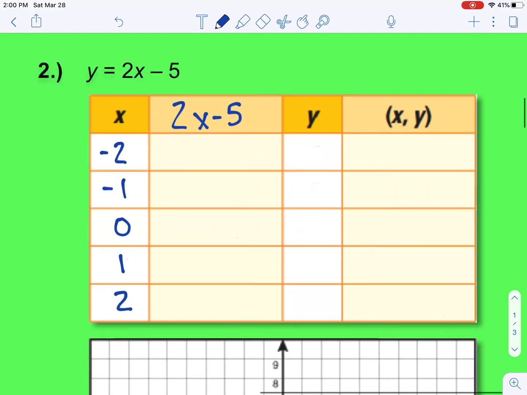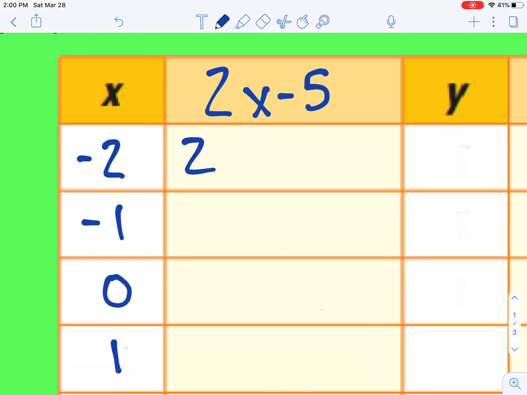Alright, let's take a look at our next one. Our next equation is y equals 2x minus 5. Remember, the x is going to be our input, the y is our output, and the 2x minus 5 is our function rule. So I already dropped that down into our table. Now I'm going to use substitution, and I'm going to plug in my inputs.